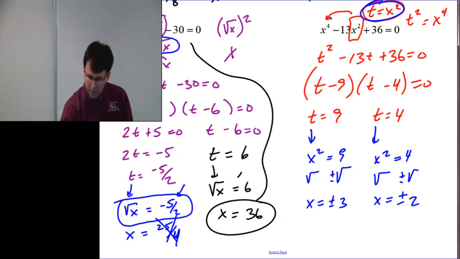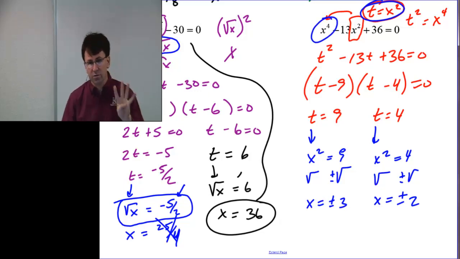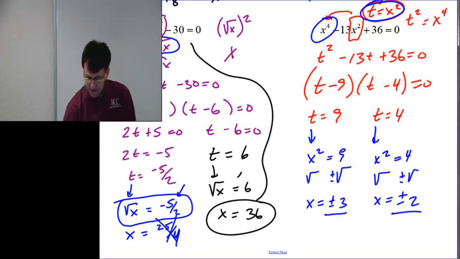Now, when we look here, this is a higher degree polynomial of degree 4. We should have expected 4 answers, and we got exactly 4 answers. We got negative 3, negative 2, we got 2, and we've got 3. So we ended up with all 4 of our answers.